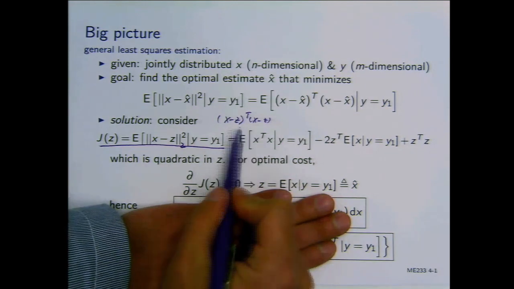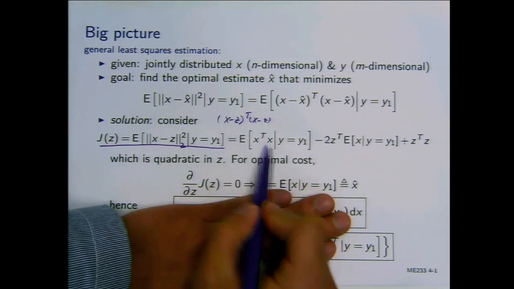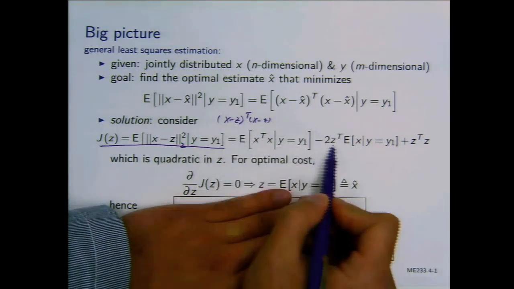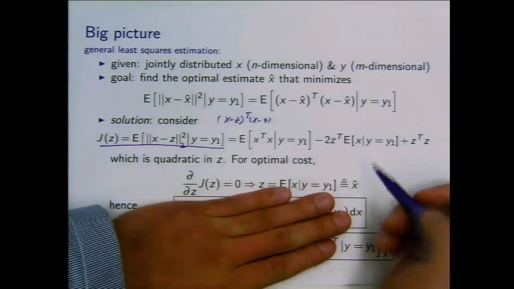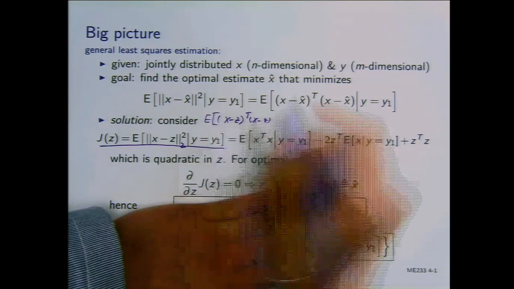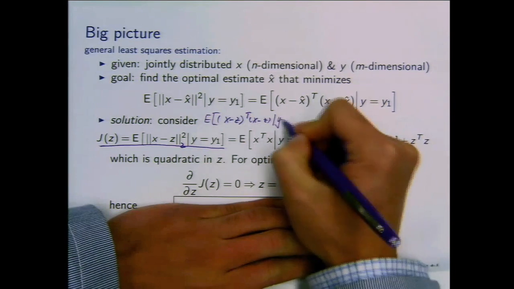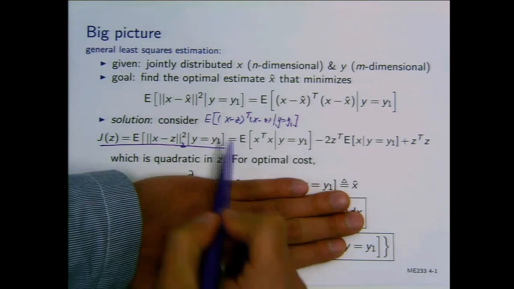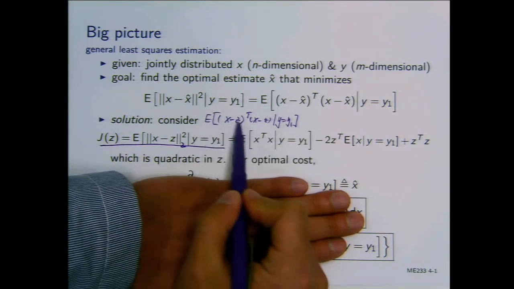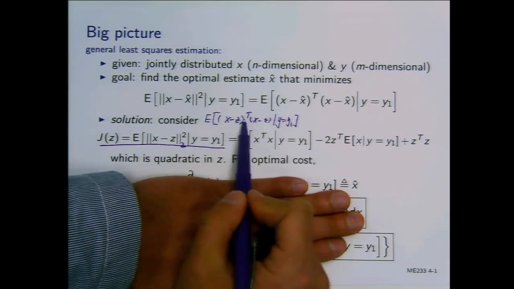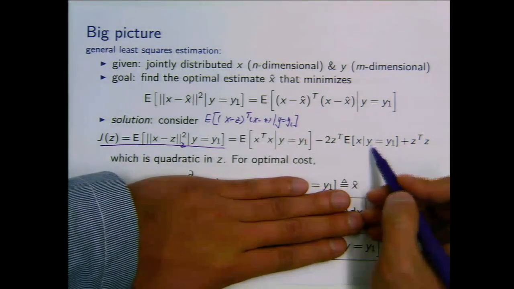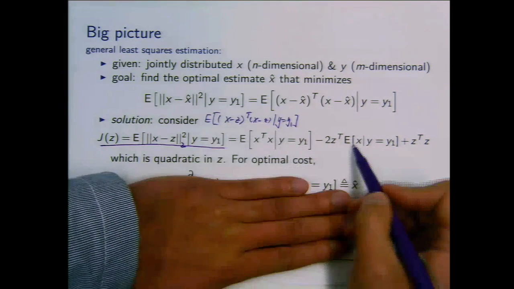Now just expand this product here. I'm going to have x transpose times x minus 2z transpose, and then, yeah, I have an expectation sign here. So let me write it. First of all, I have the expectation of x transpose times x. And then I have the expectation of z transpose times x, conditioned on y equals y1. The expectation sign is going to come here.